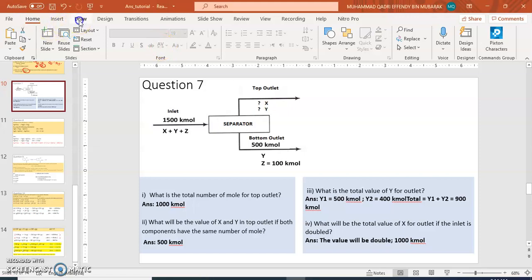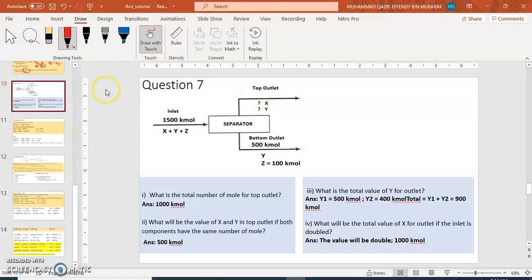Okay, now let's move to question 7. This question asks us about the value of inlet and value of outlet given the components X, Y, Z. So this is a mass balance. The concept is pretty simple: we need to know that the input value must be equal to the output value. So everything in and out should be the same.